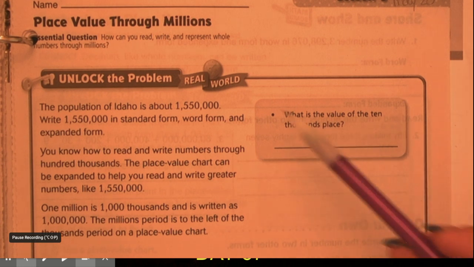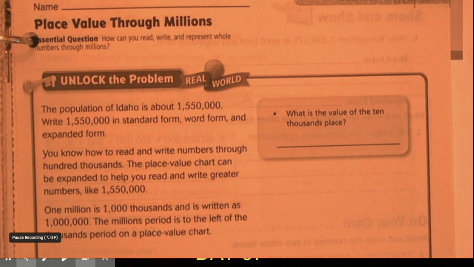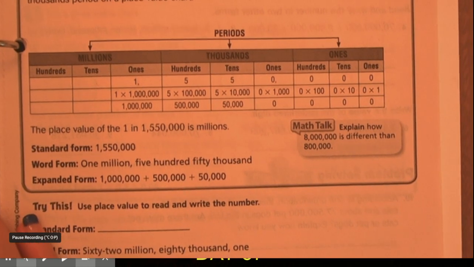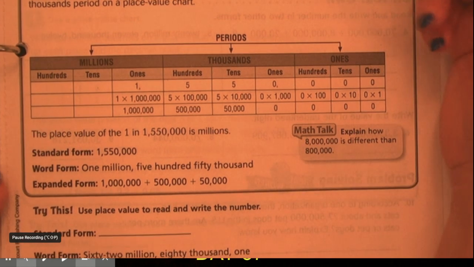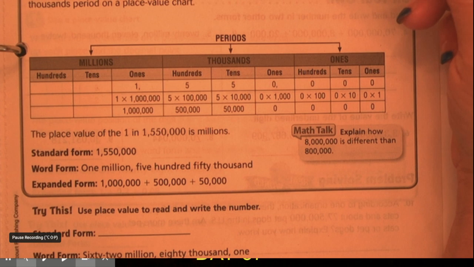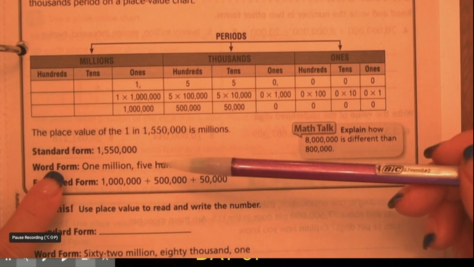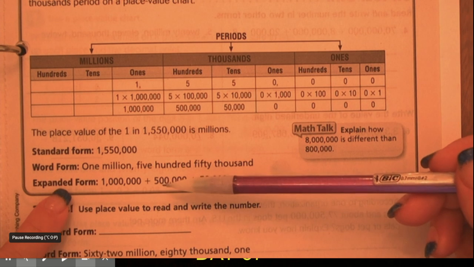Now in 5th grade, they go through the millions and also into the decimals too. So we're going to add that in as we go. And here, at the bottom, the question at the top said the population of Idaho is 1,550,000. They want you to write that in standard form, word form, expanded form.